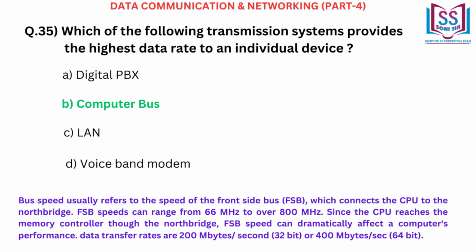Bus speed usually refers to the speed of the front side bus, which connects the CPU to the north bridge. FSB speeds can range from 66 MHz to over 800 MHz. Since the CPU reaches the memory controller through the north bridge, FSB speed can dramatically affect a computer's performance. Data transfer rates are 200 megabytes per second, 32-bit, or 400 megabytes per second, 64-bit.